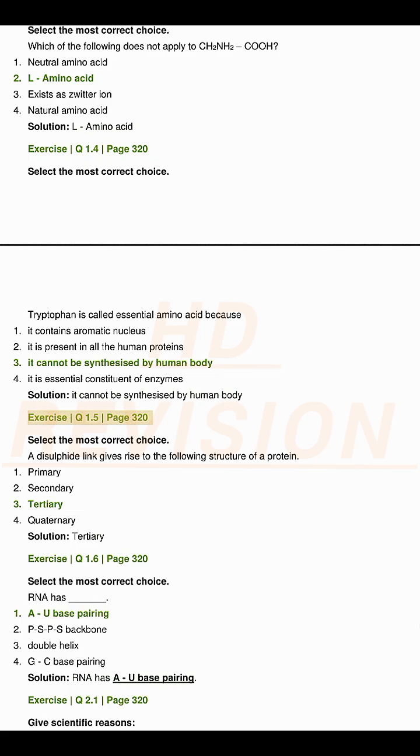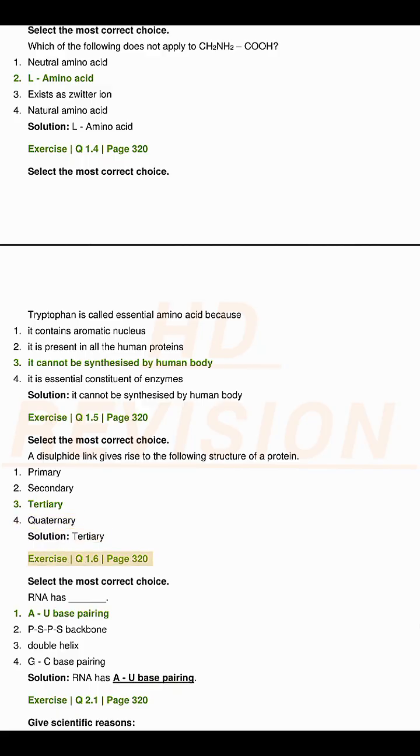Exercise Q1.5, page 320. Select the most correct choice. A disulfide link gives rise to the following structure of a protein: 1. Primary. 2. Secondary. 3. Tertiary. 4. Quaternary. Solution: Tertiary.